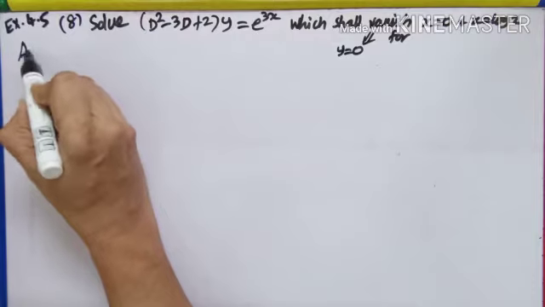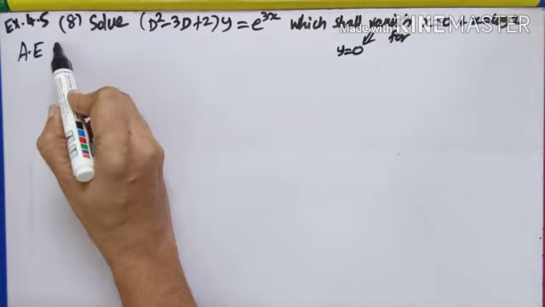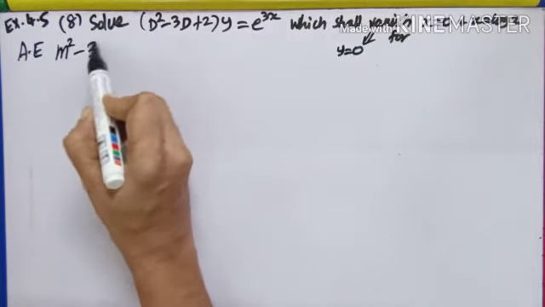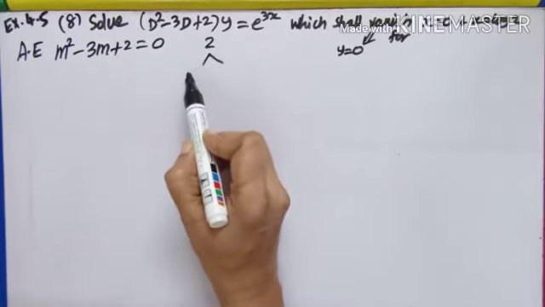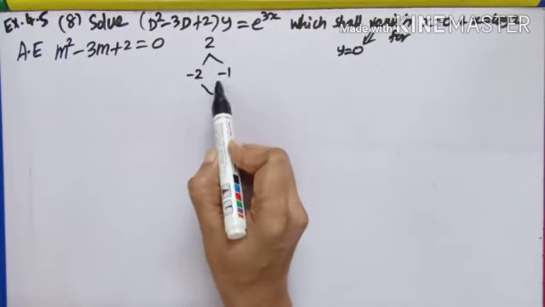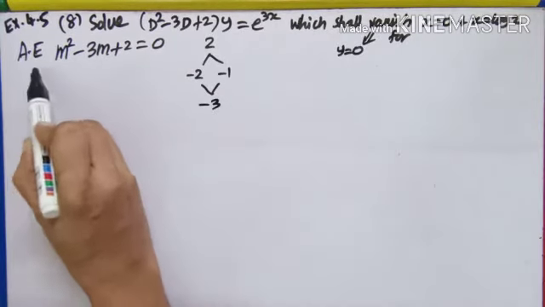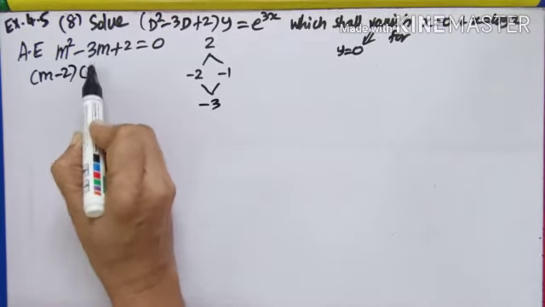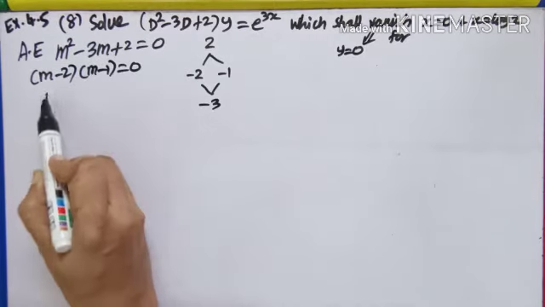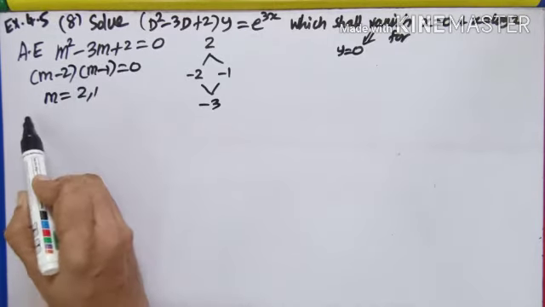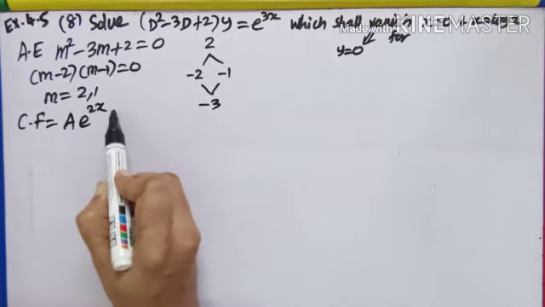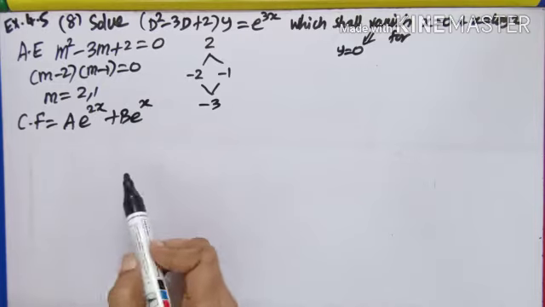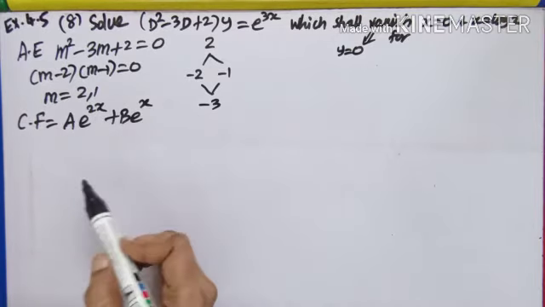We write the auxiliary equation. D square, I write m square minus 3m plus 2, equal to 0. Taking 2, the two factors are minus 2 and minus 1, which gives me minus 3. m minus 2, m minus 1 equal to 0. m is equal to 2, 1. Complementary function is a e power 2x plus b e power x, having substituted in the formula.